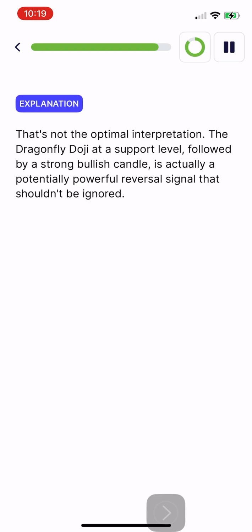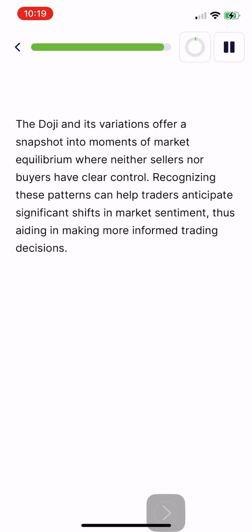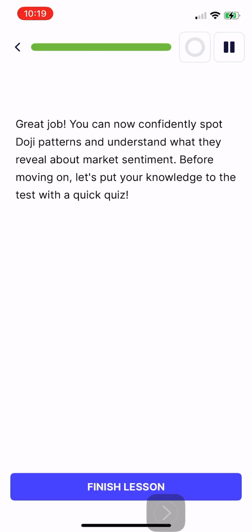that shouldn't be ignored. The doji and its variations offer a snapshot into moments of market equilibrium where neither sellers nor buyers have clear control. Recognizing these patterns can help traders anticipate significant shifts in market sentiment, thus aiding in making more informed trading decisions. Great job! You can now confidently spot doji patterns and understand what they reveal about market sentiment. Before moving on, let's put your knowledge to the test with a quick quiz.